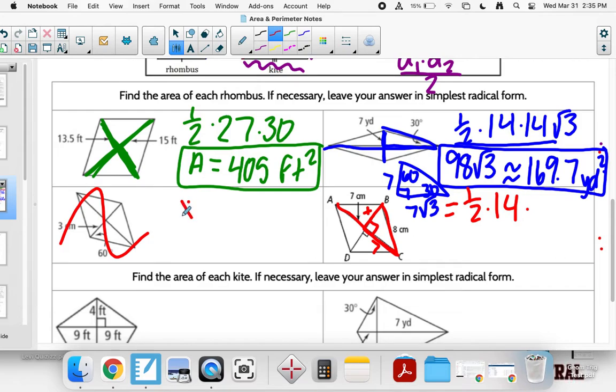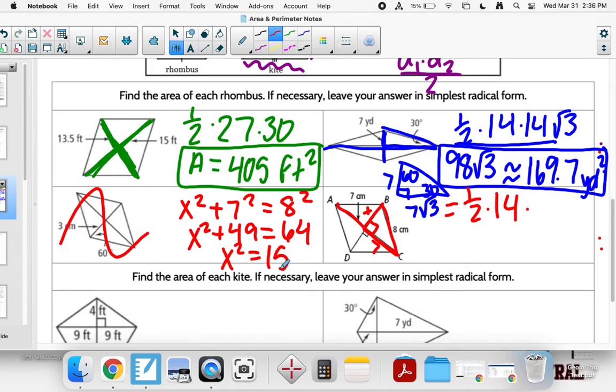So we have x squared plus 7 squared equals 8 squared, our hypotenuse. 7 squared is 49. 8 squared is 64. Do I square root, or what do I do next? You subtract. And what do you get when you subtract? 15. Then we square root.